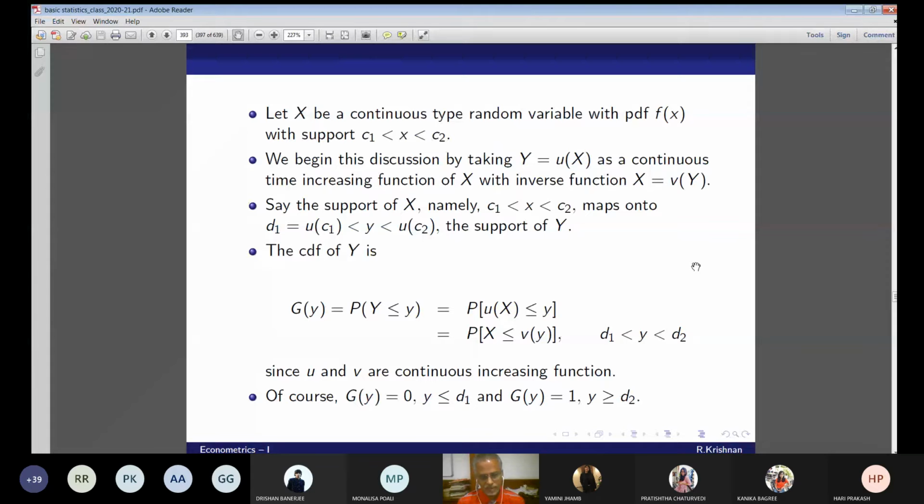What will be the integral for Gy now? That is the CDF of Gy in integral form, from u of c1 to u of c2. What do we get now? Integral in the form of? Sir, integral of fx with limits c1 to v of y. Look at this.